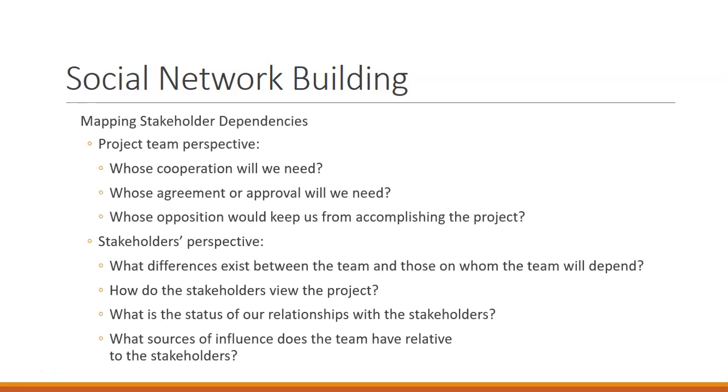When we are creating our social network that we need to build, the first thing that we want to do is map those stakeholder dependencies. So that's similar to the map that we saw at the beginning. So who do we need involved with us on our project team? Whose cooperation do we need to get this project off the ground? What resources do we need? Whose approval will we need for various things? Whose opposition would keep us from accomplishing the project?